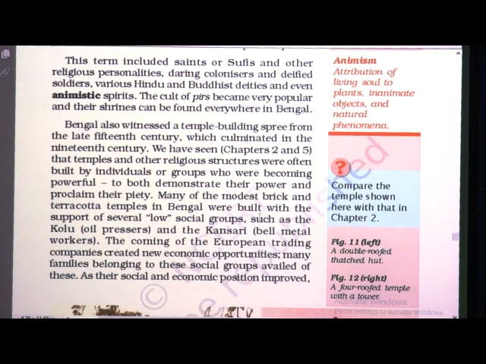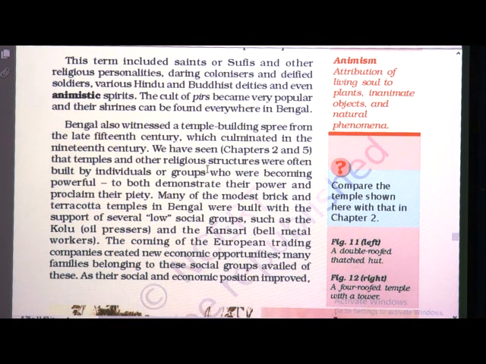Many of the modest brick and terracotta temples in Bengal were built with the support of several low social groups such as the Kolu oil pressers and the Kansari bell metal workers. The coming of the European trading companies created new economic opportunities. Many families belonging to these social groups availed of this as their social and economic position improved.